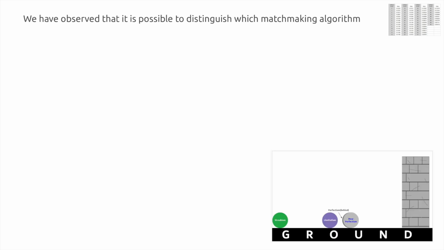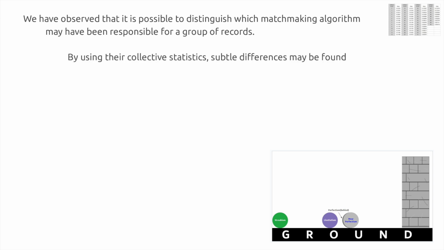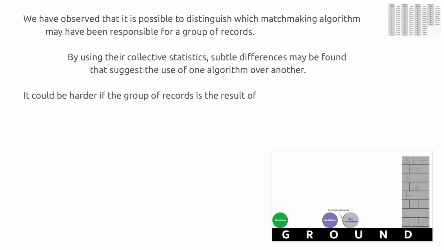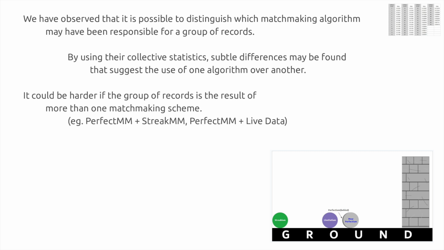We have observed that it is possible to distinguish which matchmaking algorithm may have been responsible for a group of records. By using their collective statistics, subtle differences may be found that suggest the use of one algorithm over another. It could be harder if the group of records is the result of more than one matchmaking scheme.